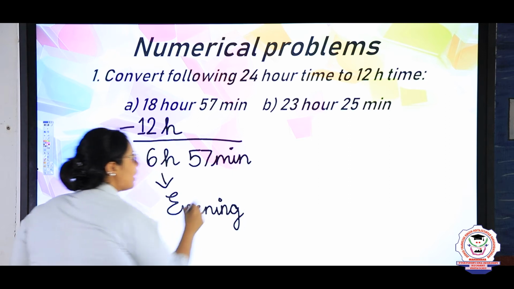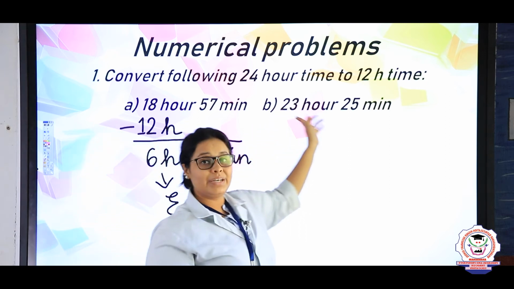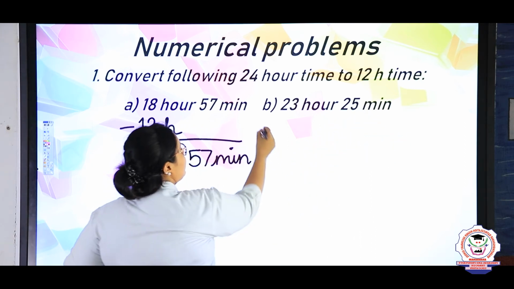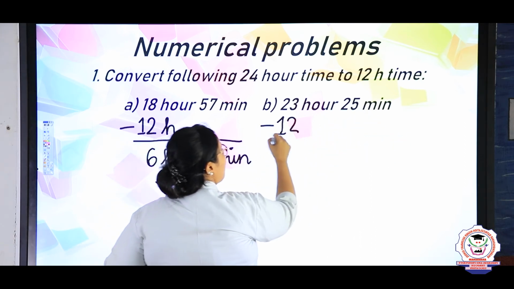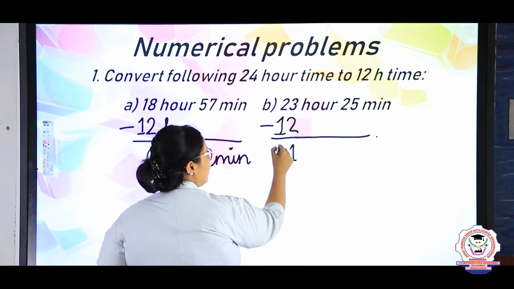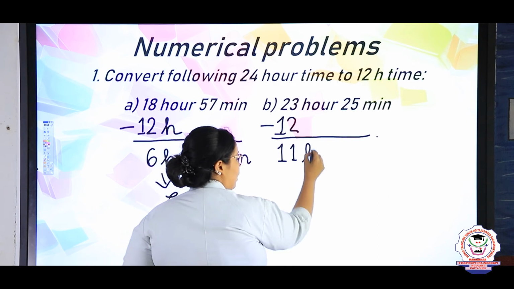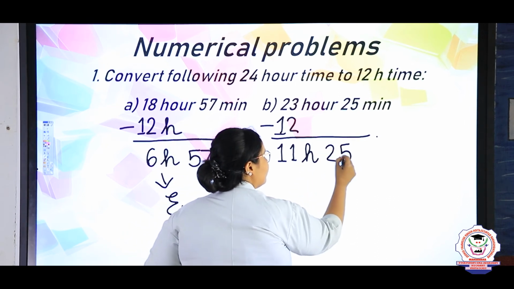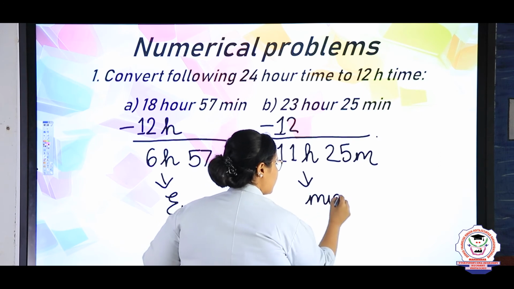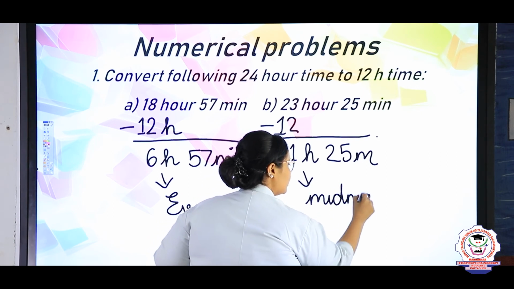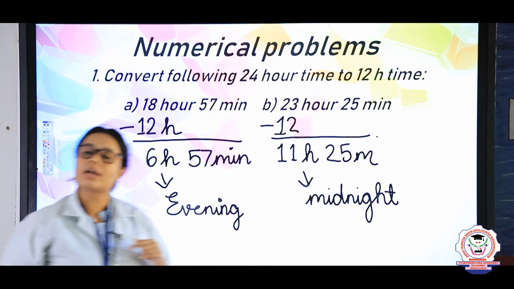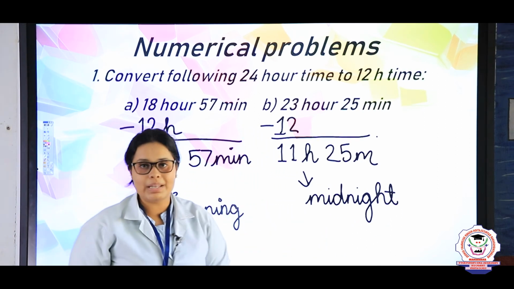In the same way, there is one more calculation. Here you can see it is 23 hours and 25 minutes. So if I subtract 12 from this, what will I get? Here I will get 11 hours and 25 minutes at midnight, right? So this is how the conversion is done. So whenever there is a 24-hour clock, you have to subtract 12 hours from it.